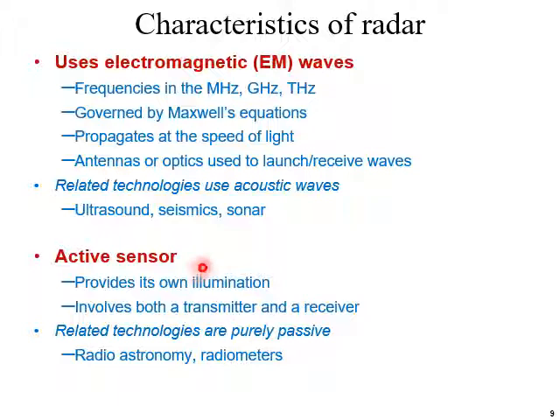Now, radar is nothing but an active sensor. Why is it an active sensor? Because it provides its own illumination. That means the transmitter is present along with the radar system; it involves both a transmitter and a receiver. Related technologies that are purely passive are used in radio astronomy and radiometers. In radiometers, the principle is almost identical, in that it receives the signal. However, the signal is generated by the target itself. That means it is not illuminated by the radar.